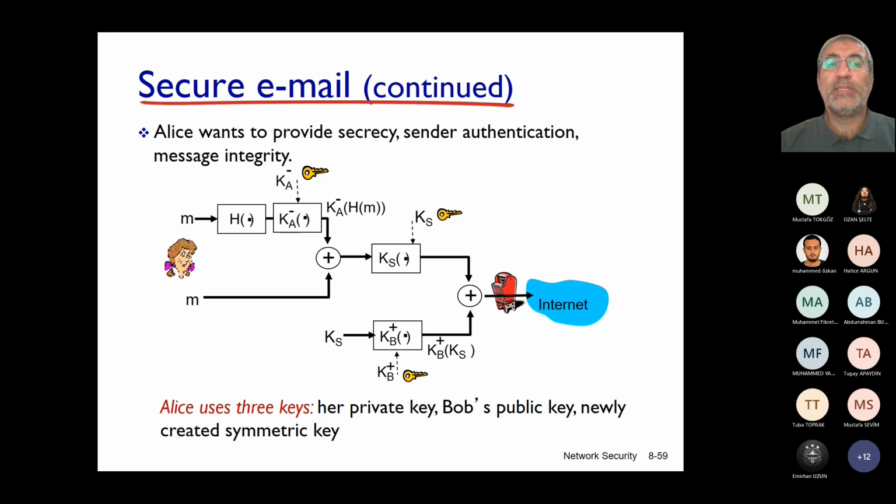In this scenario, Alice wants to provide secrecy, sender authentication, and message integrity. So in this case, Alice is going to use three keys: Alice's private key, Bob's public key, and a newly created symmetric key. So this is the message, and then this is the message with the hash function applied, then Alice's private key.